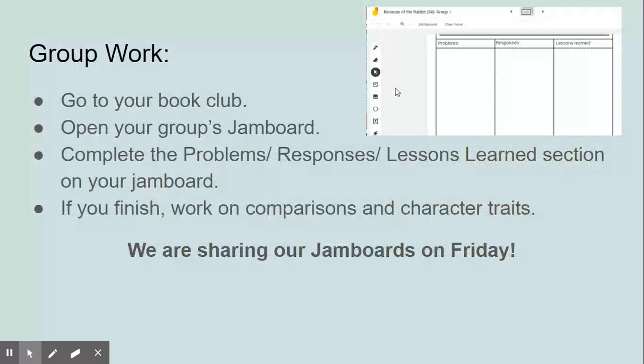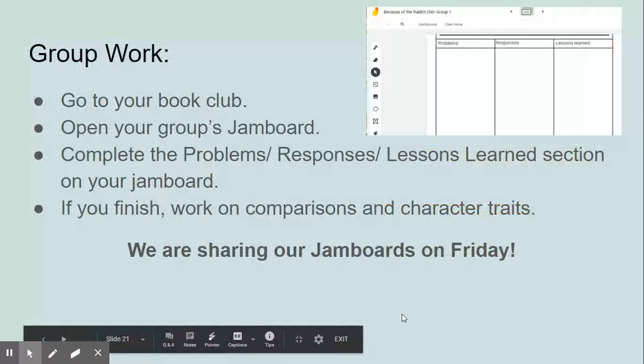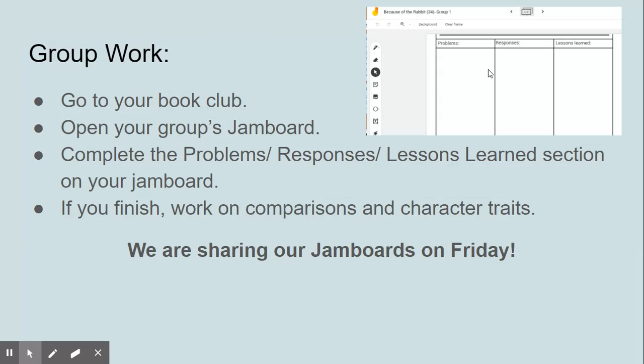All right, and now we are going to take this to our groups. You're going to go to your book club. You're going to open your group's Jamboard. And you're going to complete the problems, responses, and lessons learned section on your Jamboard. If you finish that, you are going to work on the comparisons and character traits. We are going to be ready to share these projects on Friday. All right, keep working hard.